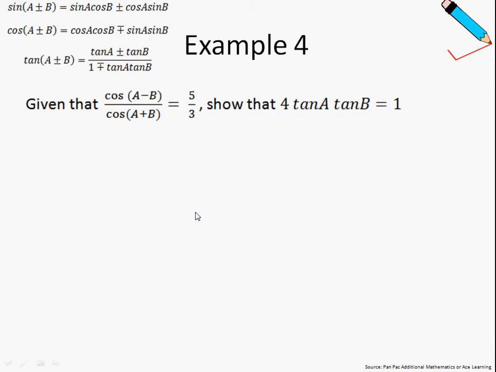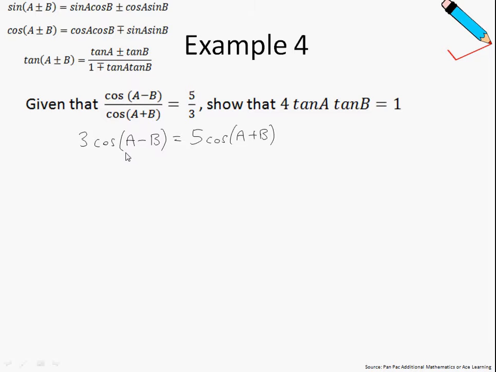Move on. In example number 4, given that cosine of A minus B over cosine of A plus B equals 5/3, show that 4 tangent A multiplied by tangent B equals 1. The first thing I'm going to do is cross multiply the given equation. So I'll get 3 times cosine of A minus B equals 5 times cosine of A plus B.